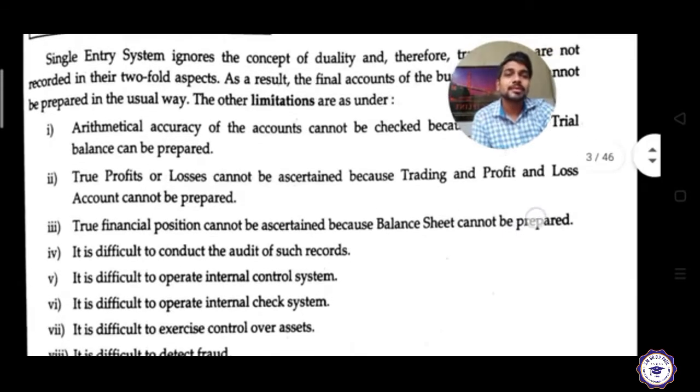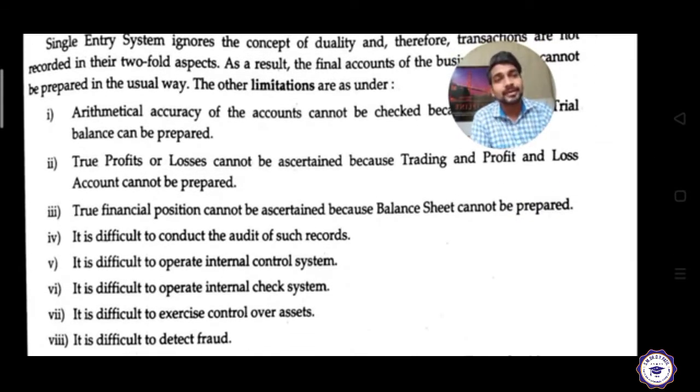And true financial position cannot be ascertained because balance sheet cannot be prepared. अभी ट्रेडिंग नहीं बन सकता, प्रॉफिट एंड लॉस नहीं बन सकता, तो बैलेंस शीट भी नहीं प्रिपेयर होगा. बैलेंस शीट प्रिपेयर नहीं होगा तो you cannot ascertain the financial position of the business and it is difficult to conduct the audit of such records. Audit कंडक्ट करने के लिए प्रॉब्लम आ सकता है.